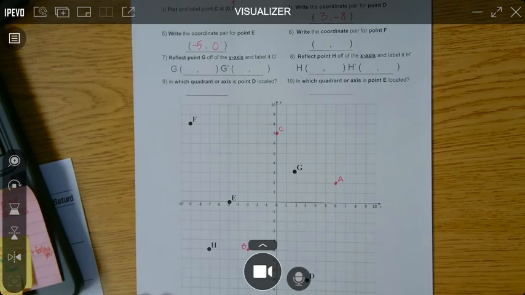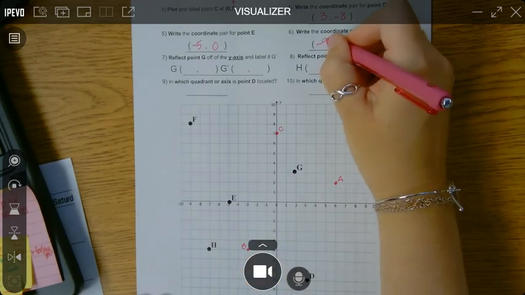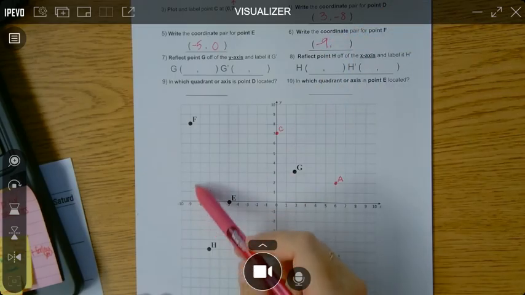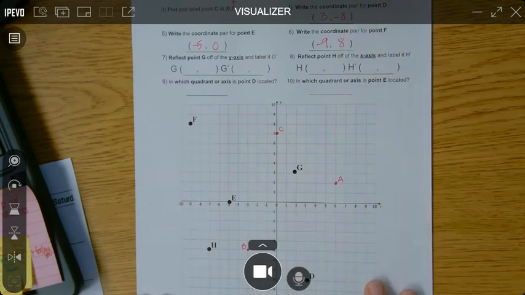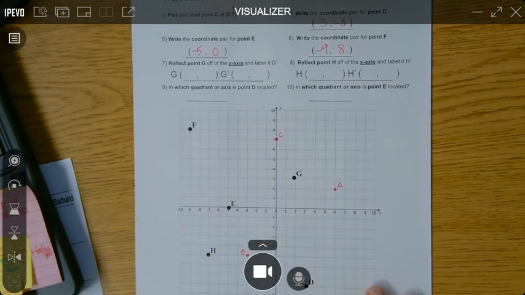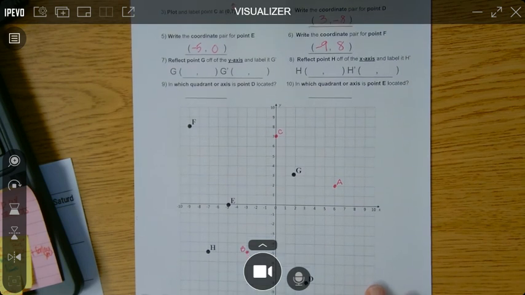Perfect. Okay, F, right or left, how far did you go? You went left 9, so -9. And then up or down, what'd you do? You went up 8, so +8. And then this might be a little bit new to you, when you're reflecting it off of an axis.